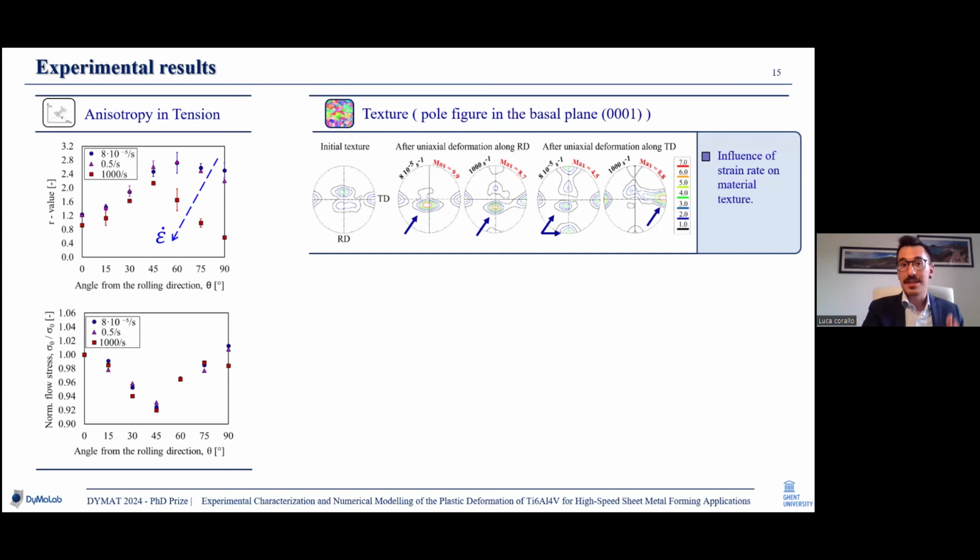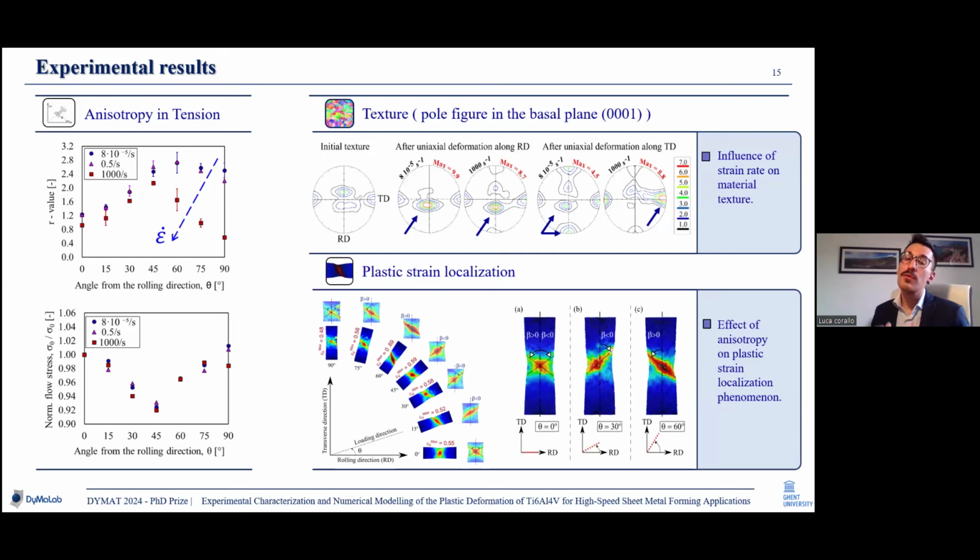Another interesting result is about the plastic strain localization, so the formation of necking bands in the sample. And we observed that by changing the loading direction, we would get different localization phenomena. Here, I summarize the 3 different scenarios we observed: 2 necking bands equally inclined, 1 necking band counter-clockwise oriented, and 1 necking band clockwise oriented. And it was exactly here that we realized how important and essential material modeling was in order to get a better understanding of these phenomena.